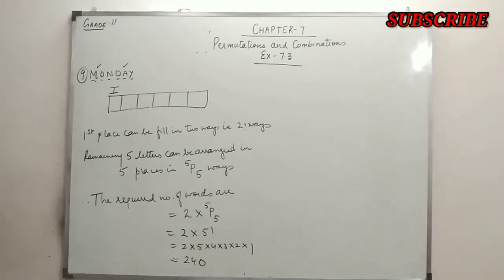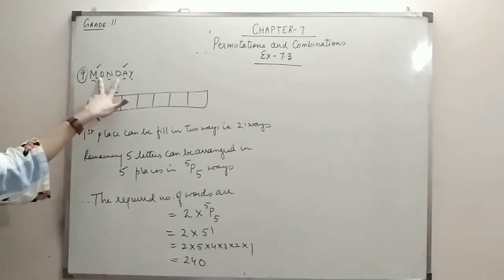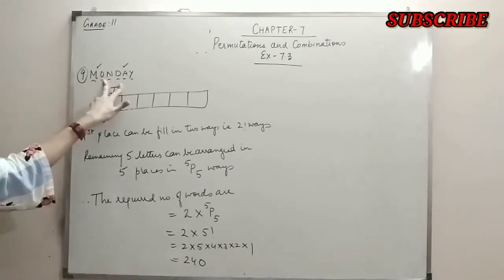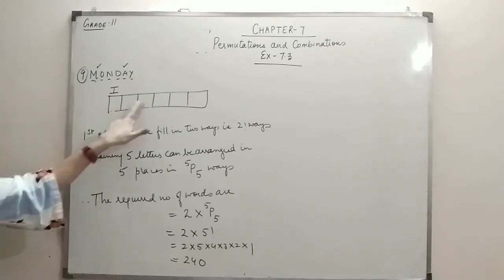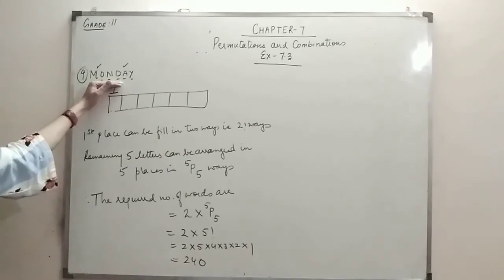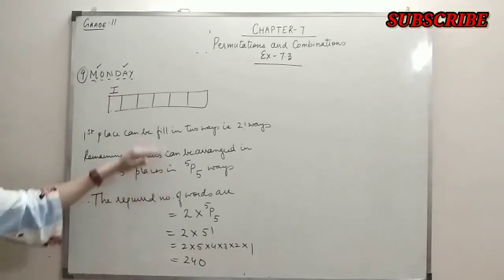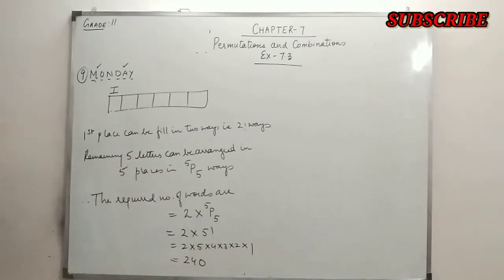I hope it's clear that they are saying the first place is a vowel only. And you check how many vowels are there. There are 2 vowels, it means the first place can be filled in 2 ways. And the remaining 5 places obviously by the remaining 5 letters, that is the permutation 5 ways. So by the principle of multiplication, the required number of words are 2 into permutation 5 ways.